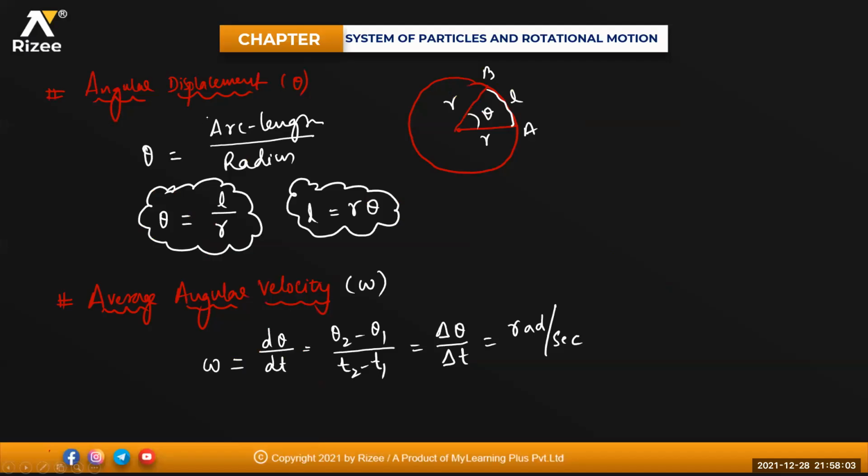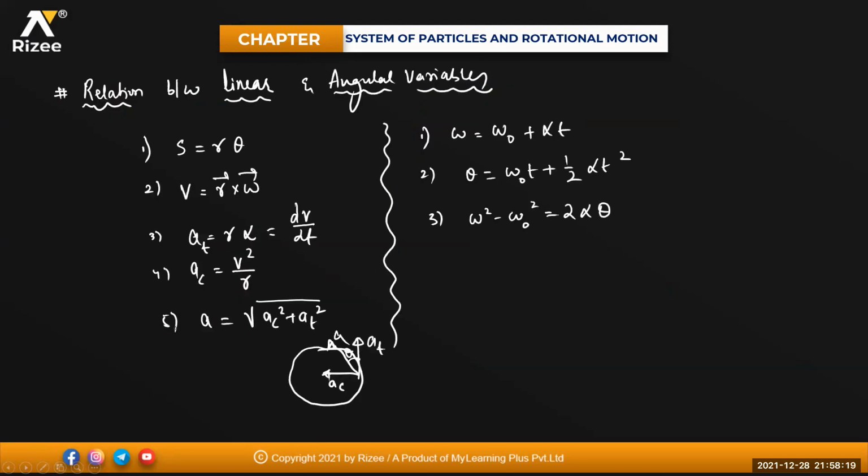Next is angular displacement. Theta equals arc length divided by radius, or theta is L by R, or L equals R into theta. The unit of that is radians. Angular velocity is the rate of change of angular displacement, so it is delta theta by delta t. The unit is radians per second.